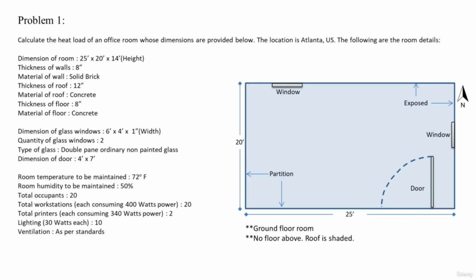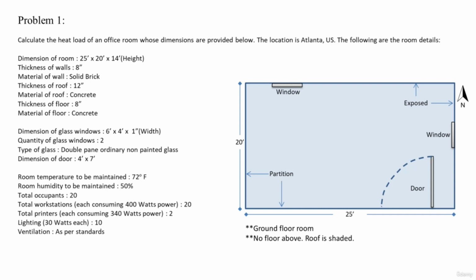We are going to perform a heat load calculation for air conditioning of a room. The problem stated here is that we have to calculate the heat load of an office room, the dimensions of which are provided below. The location is the city of Atlanta in the state of Georgia, United States. The room details are as follows. The dimension of the room is 25 feet by 20 feet by 14 feet height.